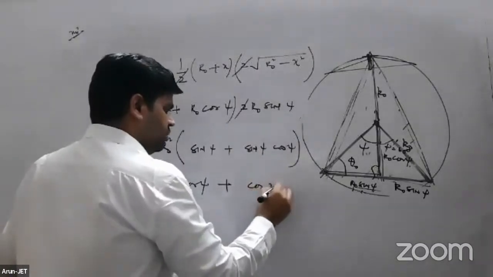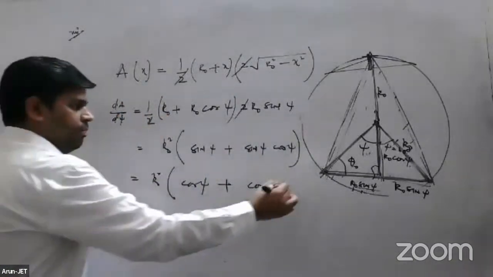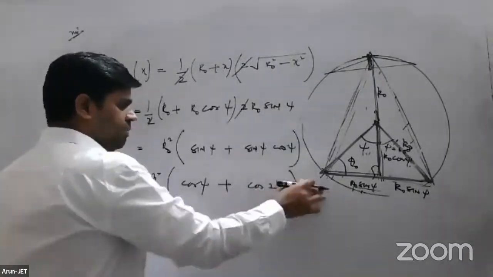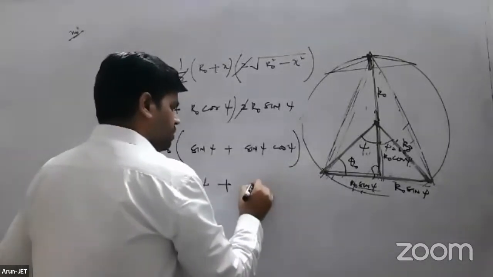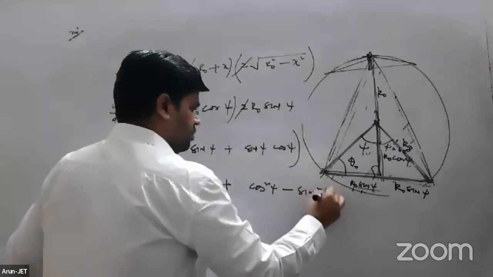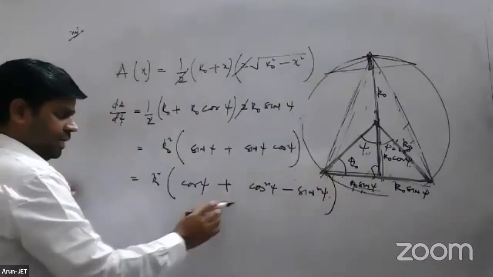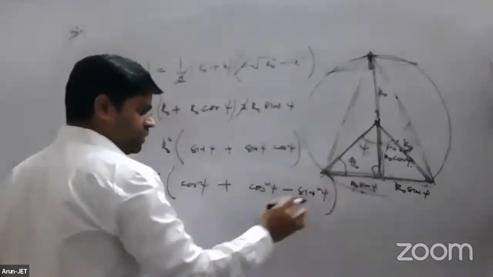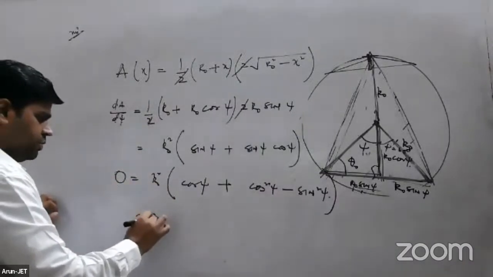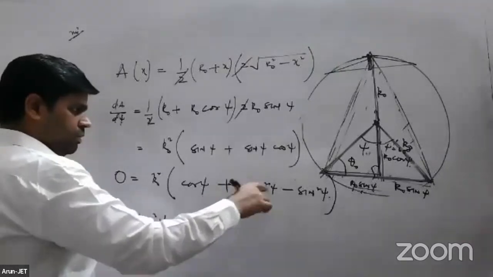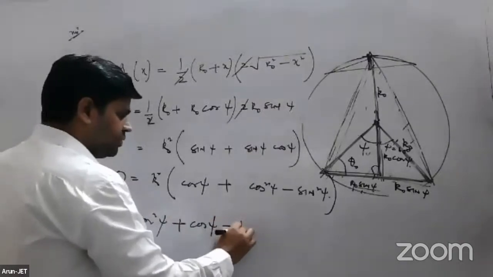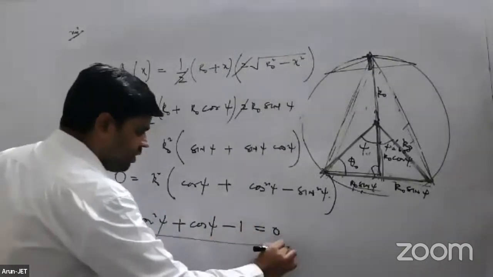So I'll get cos 2 psi. Right? I'll get cos square minus sin square. Now what I do, I write this sine in terms of cos, which is 1 minus cos square. I'll have everything in terms of cos. I equate it to 0. So I'll write 2 cos square psi plus cos psi minus 1 equal to 0. I got a quadratic in cos psi.